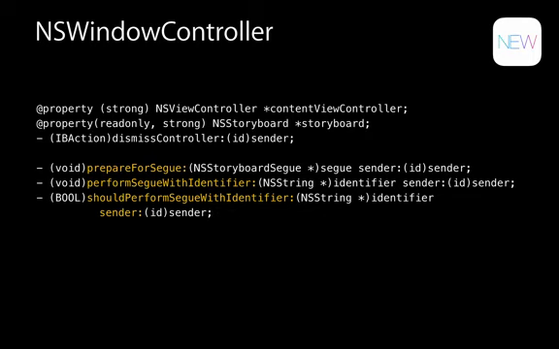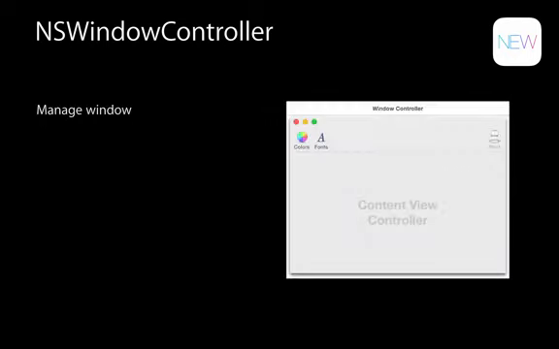NSWindowController also implements the segue protocol so that it can prepare for segue, and you can override that. You can ask it to perform a segue with an identifier, and you can, of course, override shouldPerformSegue to do dynamic suppression in rare instances. But what really is a window controller responsible for now?